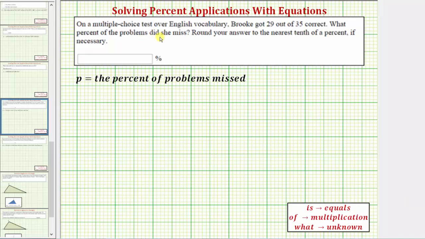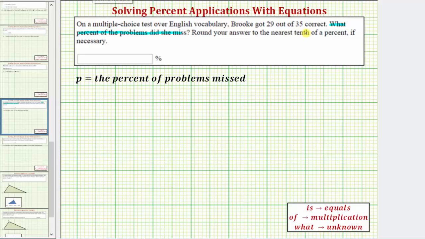On a multiple choice test over English vocabulary, Brooke got 29 out of 35 correct. What percent of the problems did she miss? And we're asked to round the answer to the nearest tenth of a percent if necessary. We need to be careful about this because notice how the question is, what percent of the problems did she miss? And the information given is about how many she got correct.